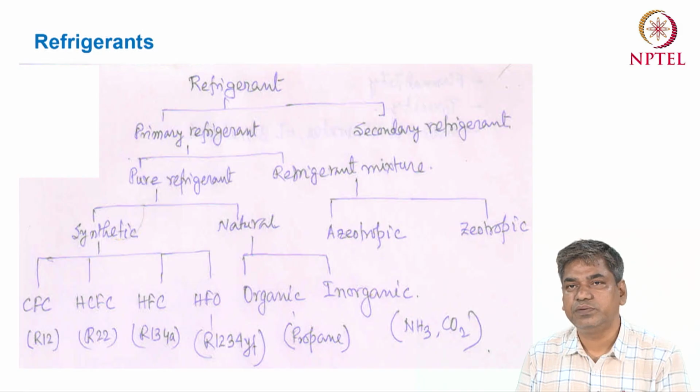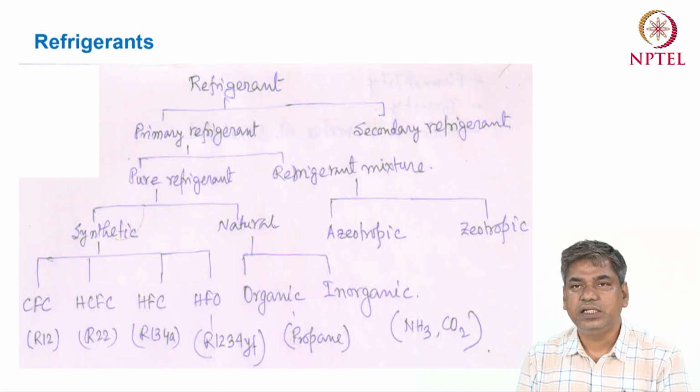Now the primary refrigerant, or the working fluid of the vapor compression cycle or any other refrigeration cycle, can be classified again into two groups. One is the pure refrigerant, that means pure chemicals or pure working fluid. Another is the refrigerant mixture. For this case a mixture of 2, 3 or more than 3 fluids can be used as the working fluid for refrigeration purpose.